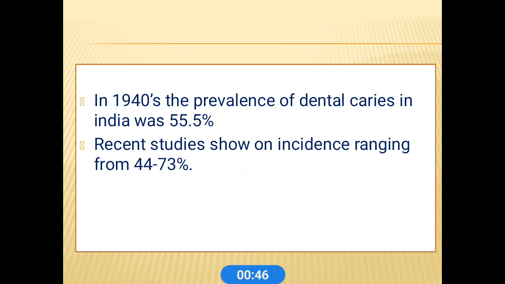In the 1940s, the prevalence of dental caries in India was 55.5%, but some recent studies show an incidence ranging from 44 to 73%. That is now very much increased compared to older reports.